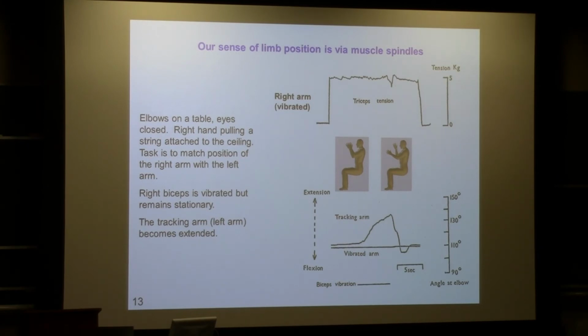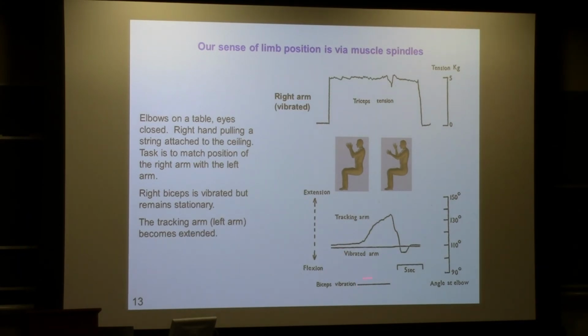Right? So it feels like the arm is down here when it's actually here. And so during the task, if the job is to try to tell me where you think your arm is located, the person moves their left arm down because they feel that the biceps on the right arm is increasing its length. And so you see that.